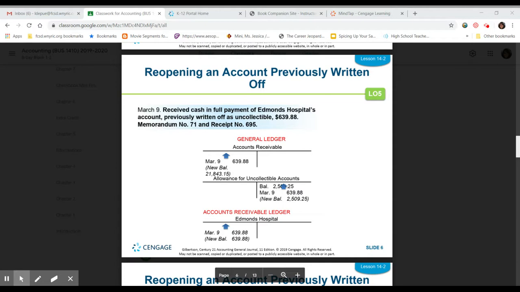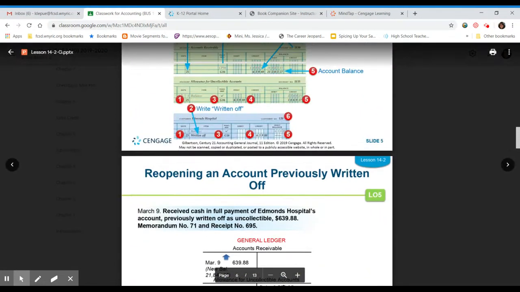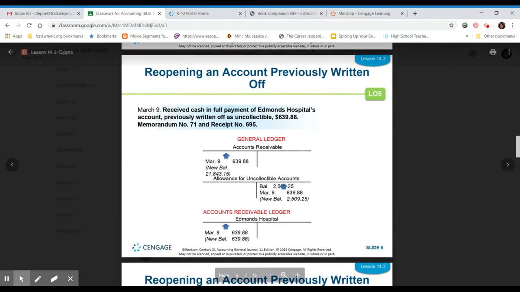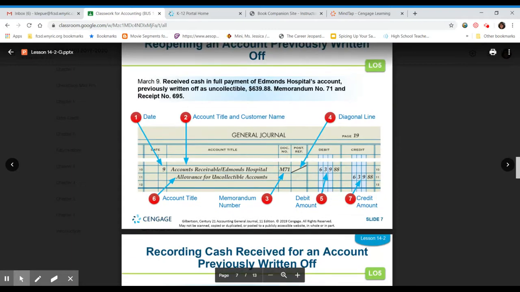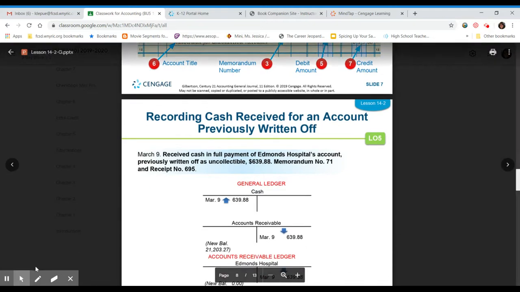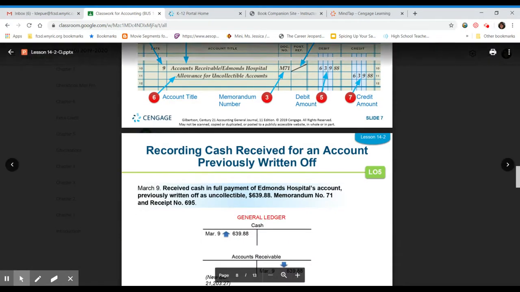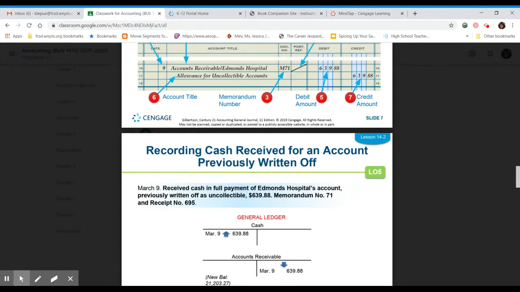So the transaction's still in the general journal. We now debit the accounts receivable Edmonds Hospital for that amount, and we credit the allowance for uncollectible accounts. So it's kind of like we're reversing that previous transaction that we just did. So here it is in the Google, or the PowerPoint slides that are also in the Google Classroom. Same transactions, shows you in the T account form, and it shows you here in the transaction in the general journal. Once we record that in the general journal, we also have to record that transaction into our cash receipts because we received the cash now that Edmonds Hospital decided to pay us.